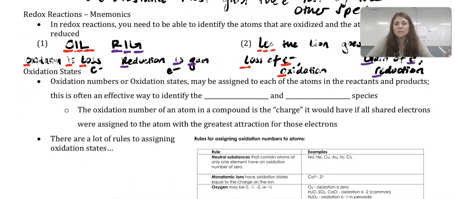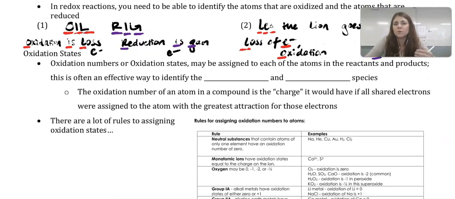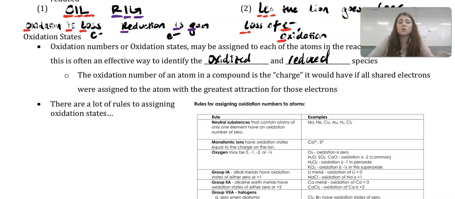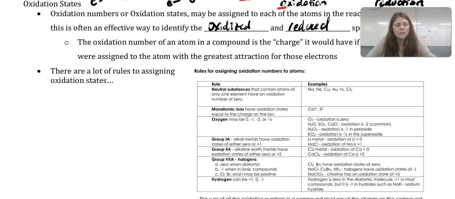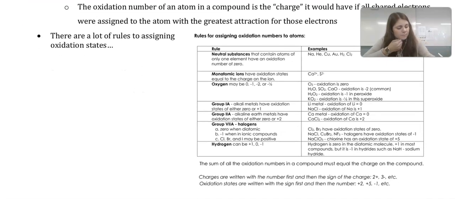So let's talk about those oxidation numbers. Oxidation numbers, or we can call them states, are assigned to each of the atoms in the reactants and products just to help us figure out what is our oxidized and what is our reduced. Generally, the charge of that said element tends to be kind of what the oxidation number will be, but let me just show you a few things.